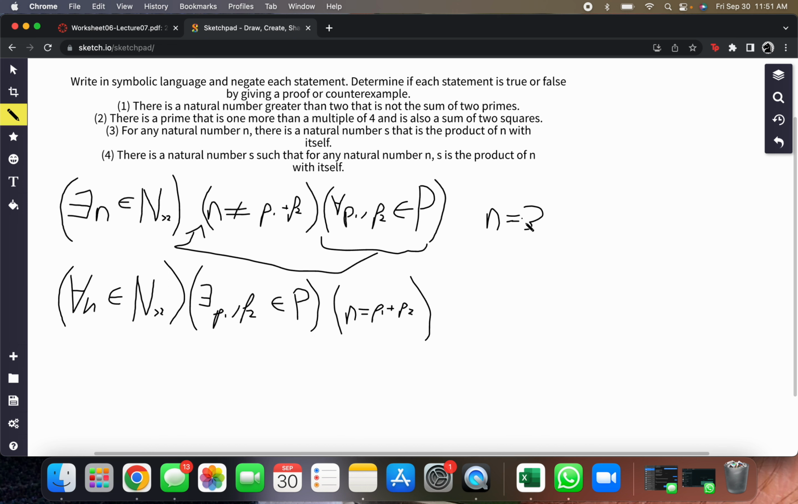And so the only ways to make 3 with positive numbers are 2 plus 1, or 3 plus 0, which is not strictly positive. And that's it. So there's no way to add 2 numbers to make 3 where both of those components are prime.